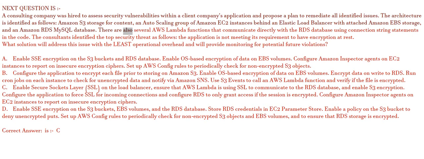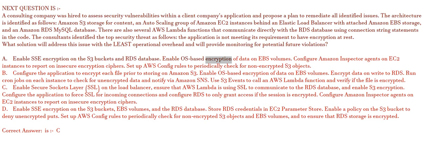There are also several AWS Lambda functions that communicate directly with the RDS database using connection string statements in the code. The consultants identified the top security threat as follows: the application is not meeting its requirement to have encryption at rest. What solution will address this issue with the least operational overhead and will provide monitoring for potential future violations? A. Enable SSE encryption on the S3 buckets and RDS database.